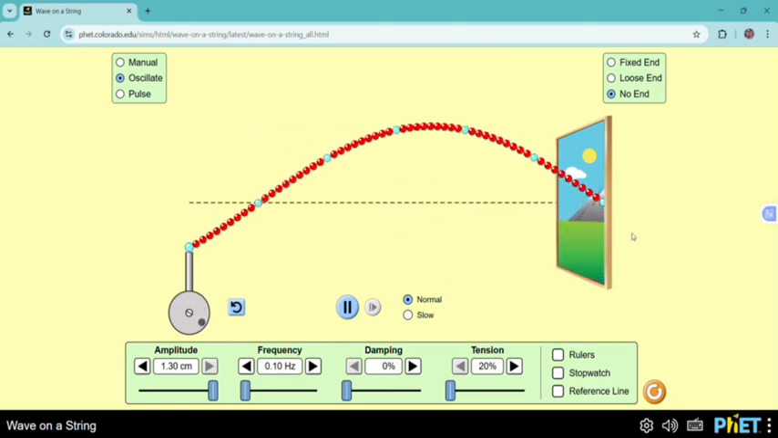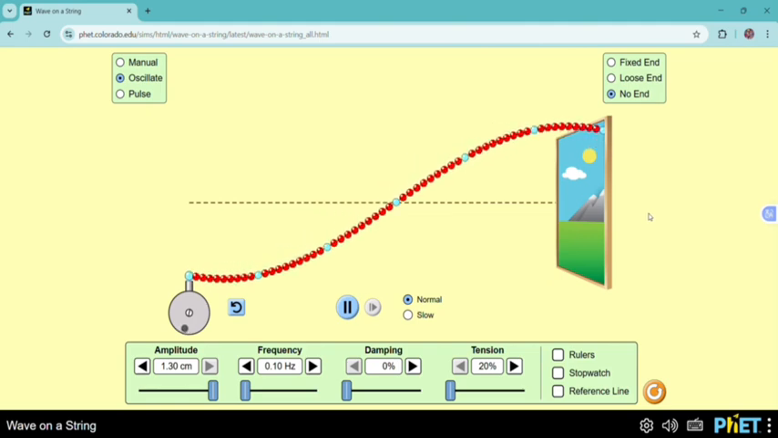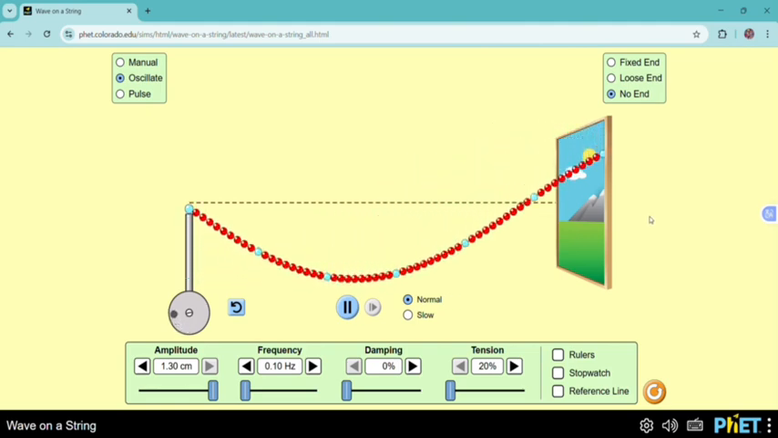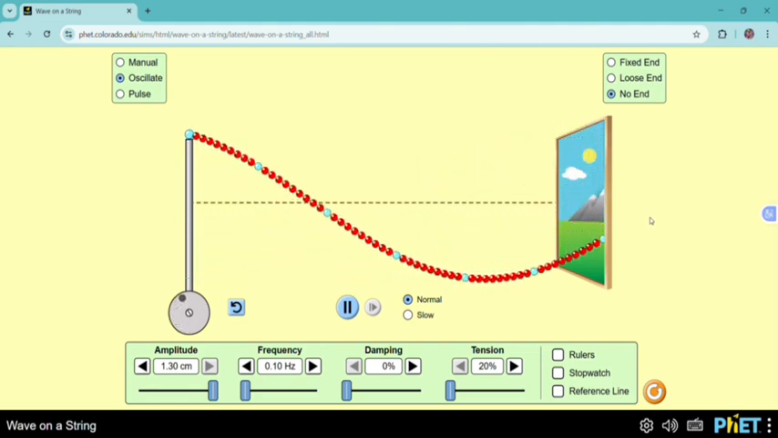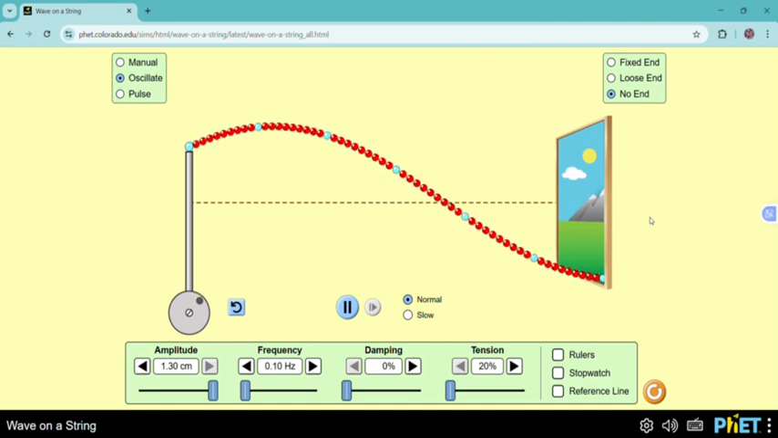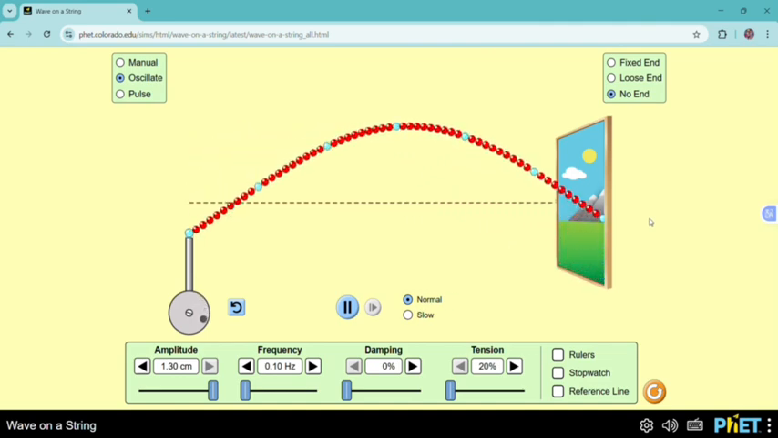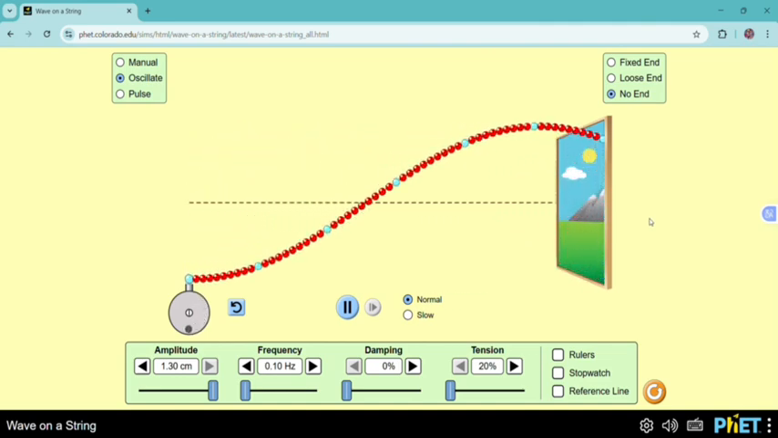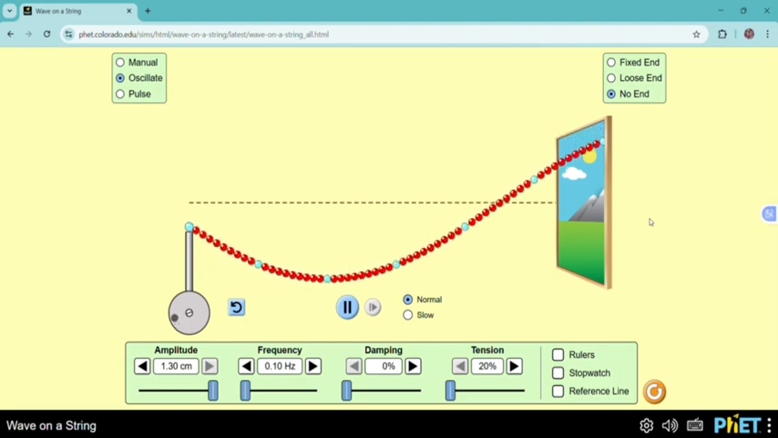With amplitude placed at the maximum, it produces a taller crest, meaning the wave carries more energy. The low frequency results in fewer waves per unit time and a longer wavelength as the wave stretches out. The motion is slow and smooth.